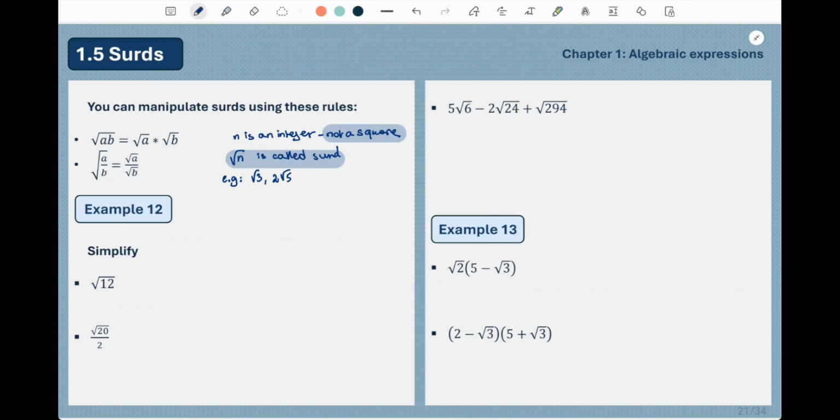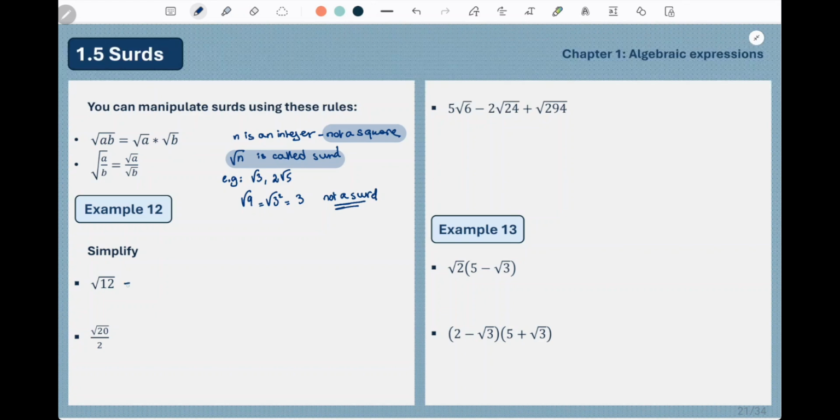However, what's not called a surd is when the number inside here is a square. For example, square root of 9 is equal to 3 squared, equal to 3. Because this number 9 is the square of 3, it's not a surd. So we're going to use these rules to manipulate surds in the following examples.